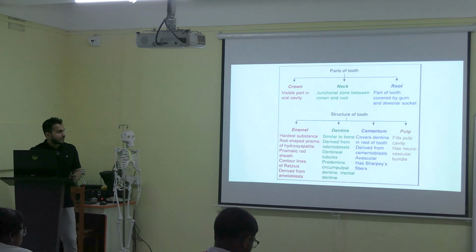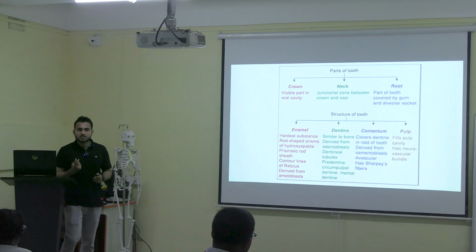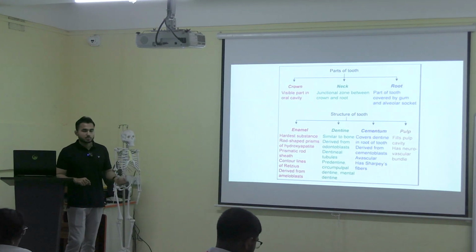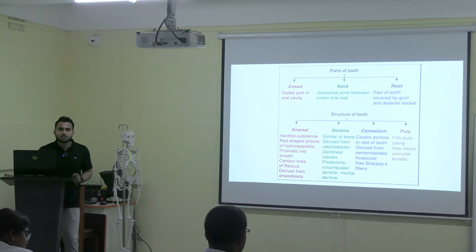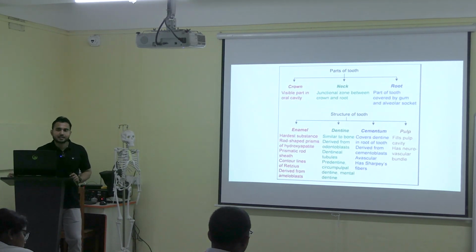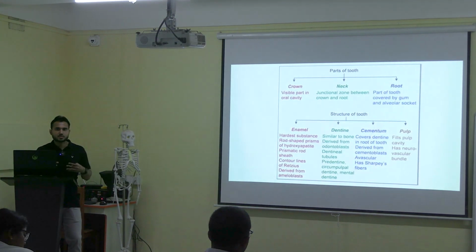Okay, and inside, or you can say in the central part of the tooth, a cavity is there, that is called the pulp cavity. ठीक है, तो pulp cavity is connected with the apical foramen. Through the apical foramen, blood vessels are entering the tooth. Okay, and inside the pulp cavity, those blood vessels and nerves are present.